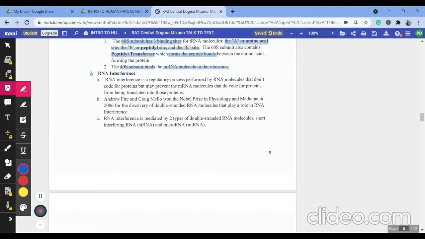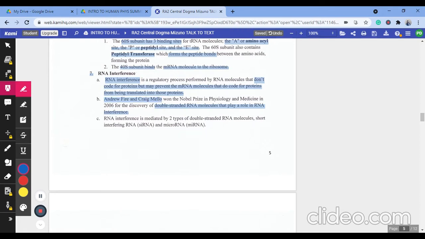RNA interference is a regulatory process performed by RNA molecules that don't code for proteins but may prevent the mRNA molecules that do code for proteins from being translated into those proteins. Andrew Fire and Craig Mello won the Nobel Prize in Physiology and Medicine in 2006 for the discovery of double-stranded RNA molecules that play a role in RNA interference.